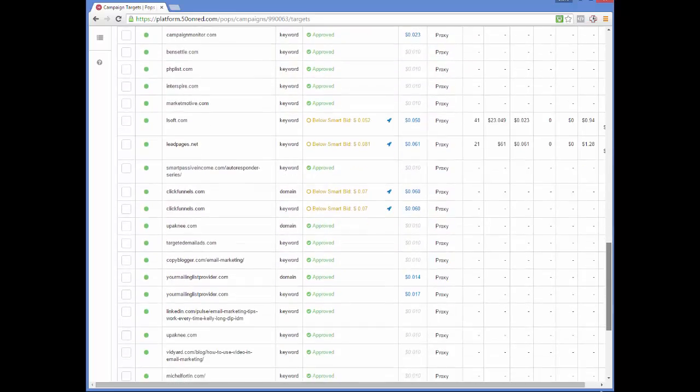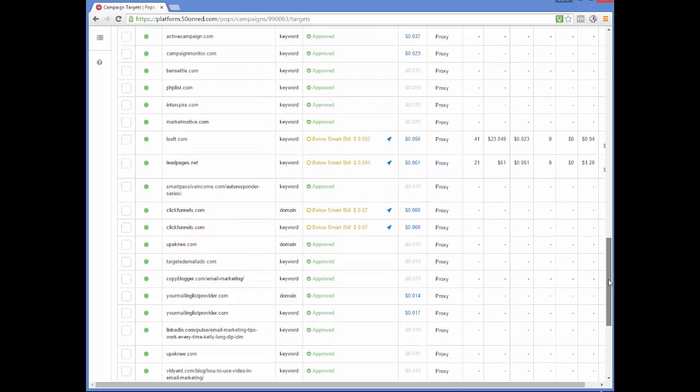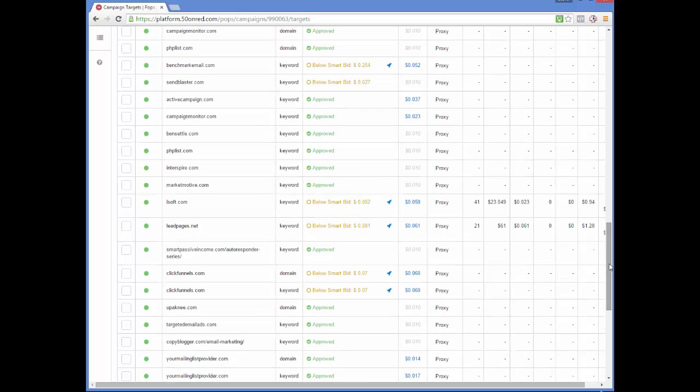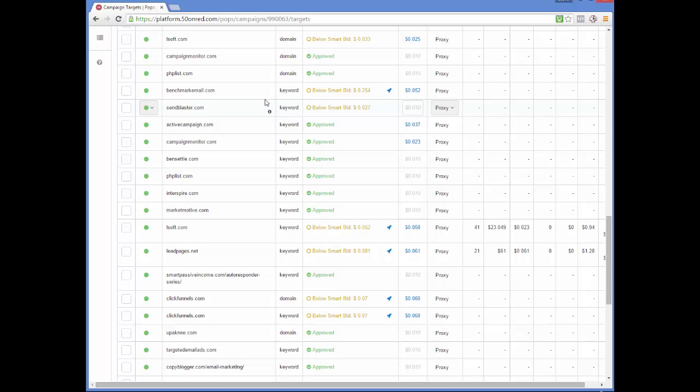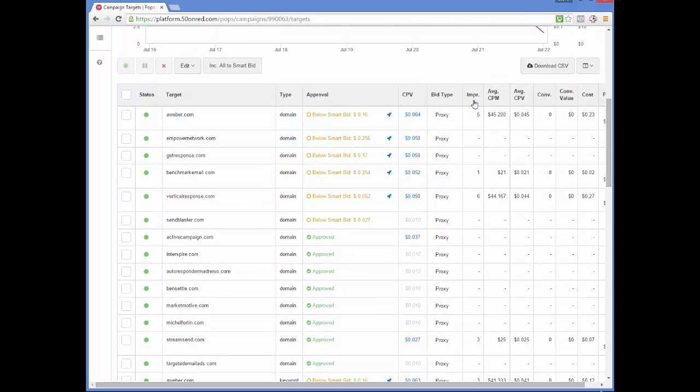And some of them we are being outbid. We're below the smart bid. Not all of them did I choose the smart bid because I didn't want to go as high. Like say this one here, benchmark email, 25 cents. I didn't want to pay 25 cents for an impression because I didn't know how successful that targeted URL was. So I've left it. And as a result, when I scroll up further down here, I didn't have any impressions for it.